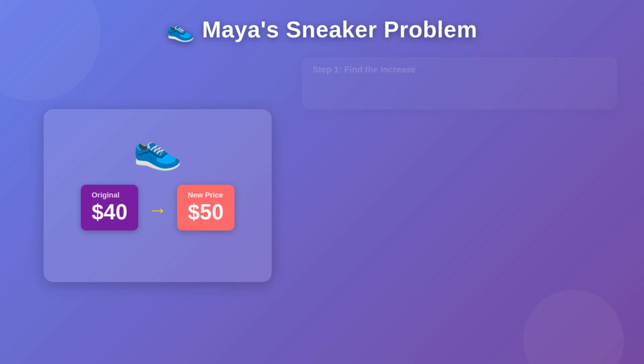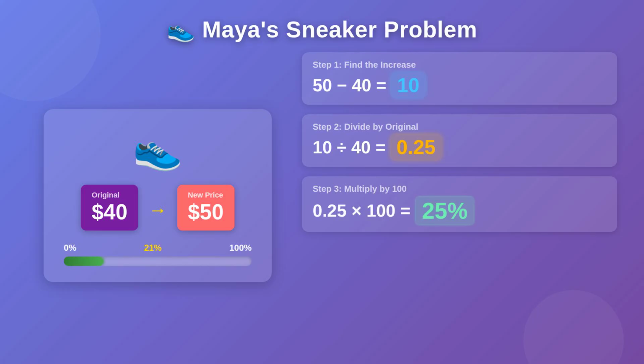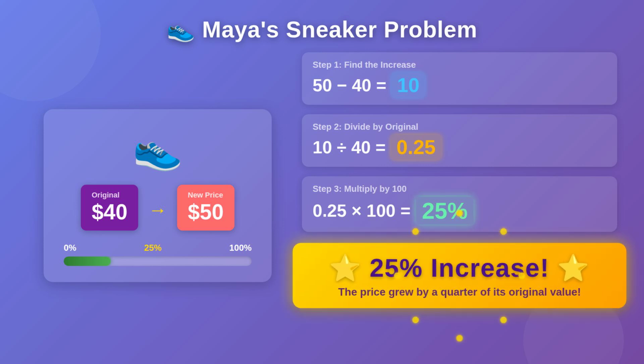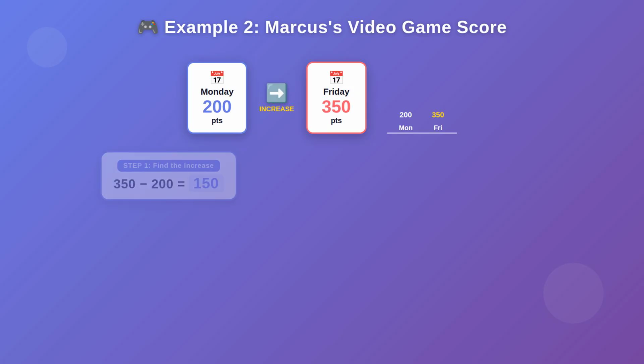Okay, let's solve Maya's sneaker problem. The sneakers went from $40 to $50. Step 1, find the increase. 50 minus 40 equals 10. The price went up by $10. Step 2, divide the increase by the original. 10 divided by 40 equals 0.25. Step 3, multiply by 100. 0.25 times 100 equals 25. The percent increase is 25%. So the sneaker price grew by 25%. Maya can now tell her brother, the price didn't just go up $10. It went up a whole quarter of its original price. That's a big jump. Now let's try another one.